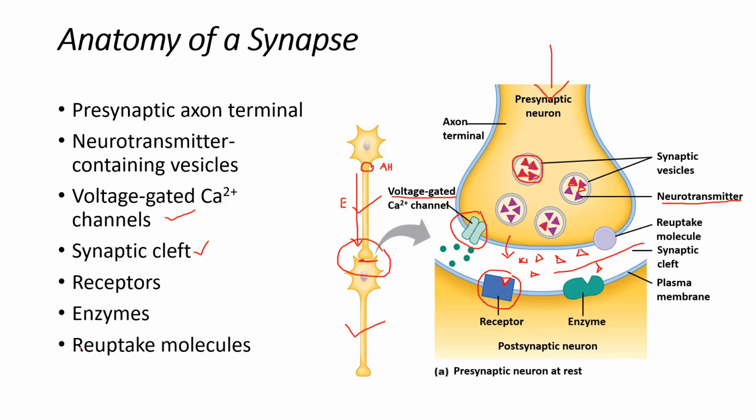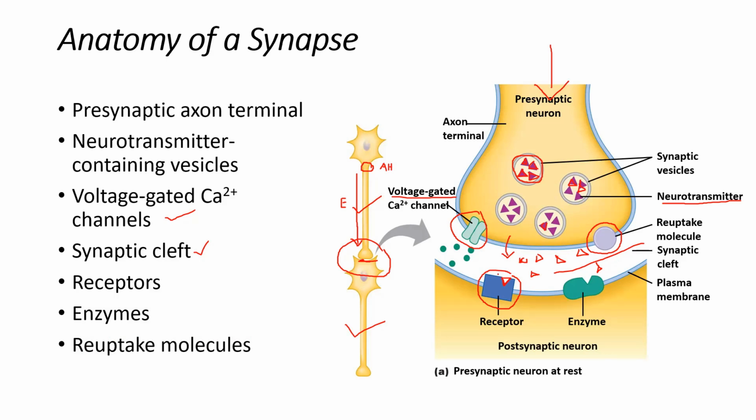Okay, and then the reuptake molecule, which is another player here. The reuptake molecule is actually on the membrane of the presynaptic neuron. And what is the function of the reuptake molecule? Just as the name implies, it's going to reuptake any additional neurotransmitter that has not been bound. That's going to be a really important part of clearing the junction after this signal has been transmitted.